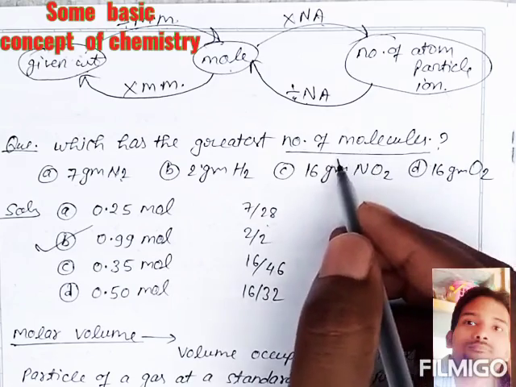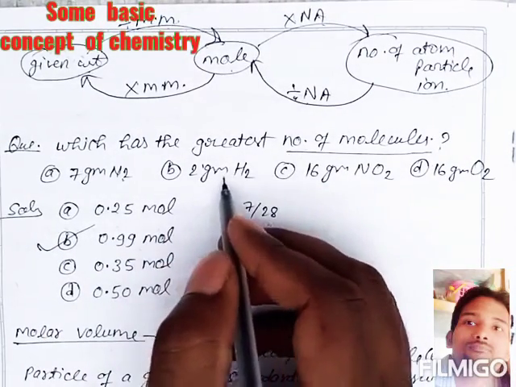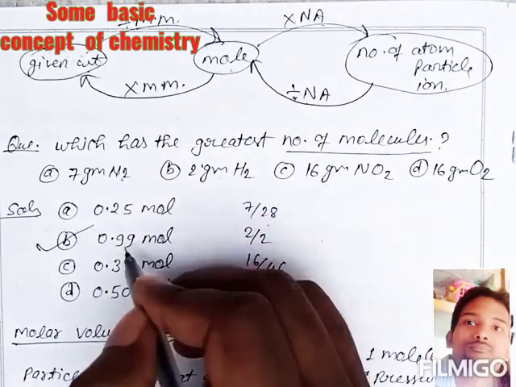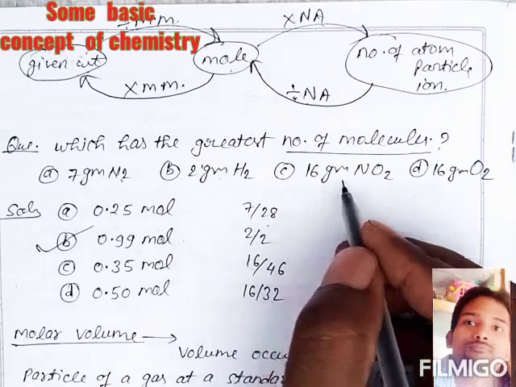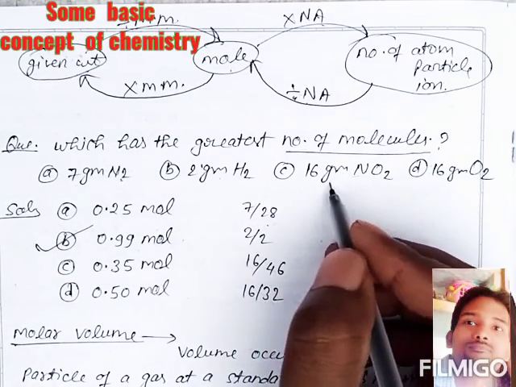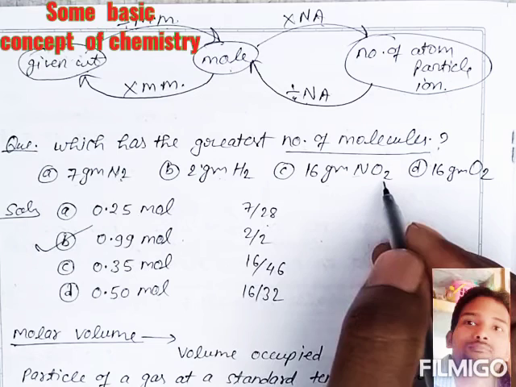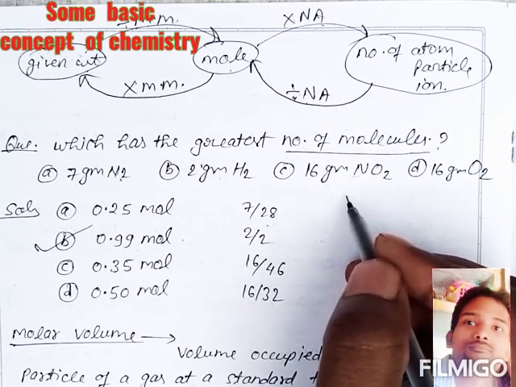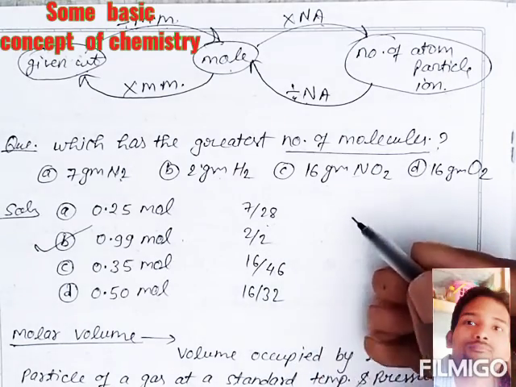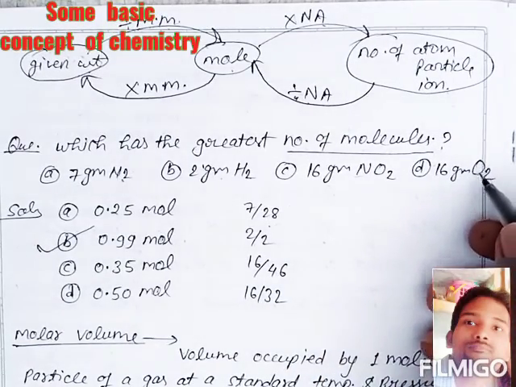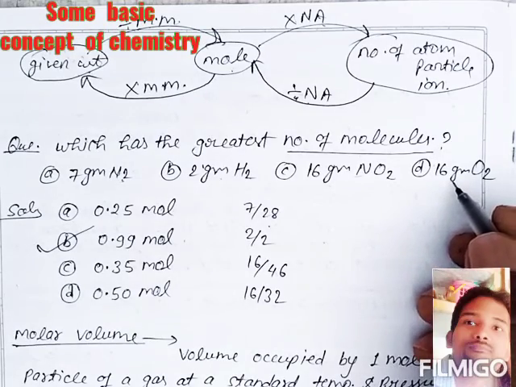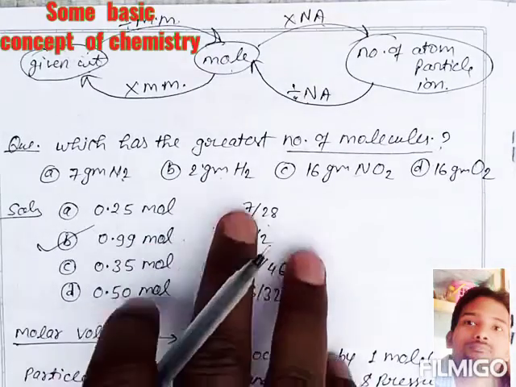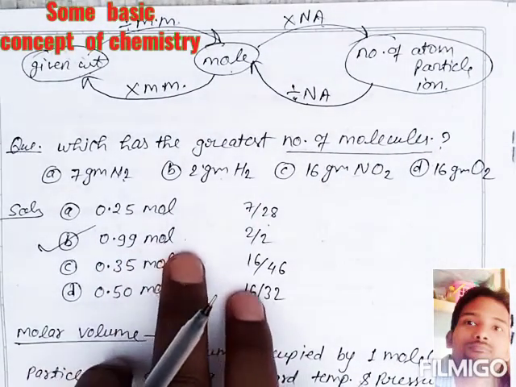The second one is 2 divided by 2.016, that is 0.99 mole. Next, 16 gram of NO2, 16 divided by 46, gives 0.35 mole. Now option D is 16 gram O2, 0.50 mole. So here the second option has the maximum value. So the answer for the greatest number of molecules will be the second option, 0.99 moles.